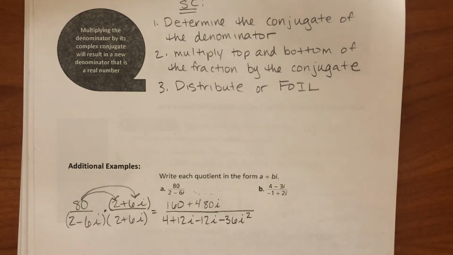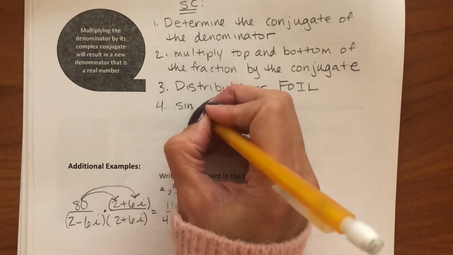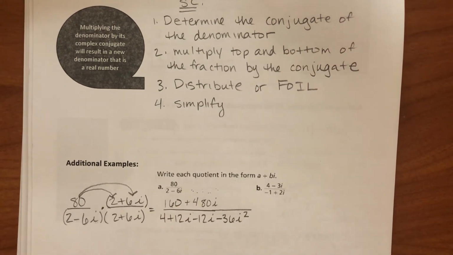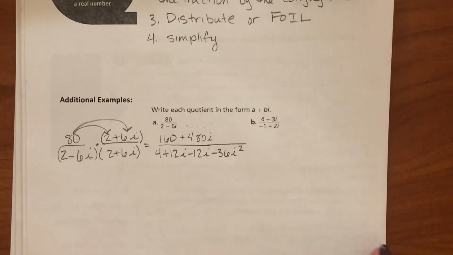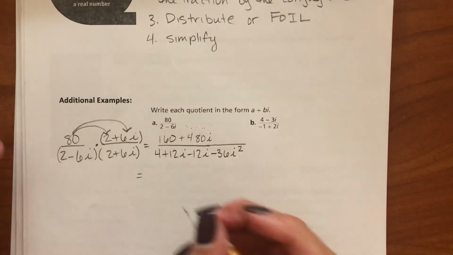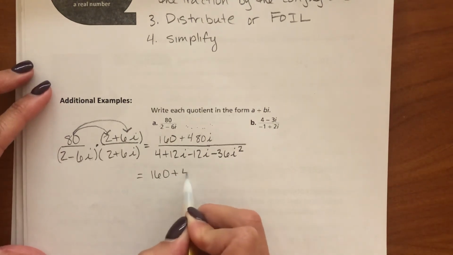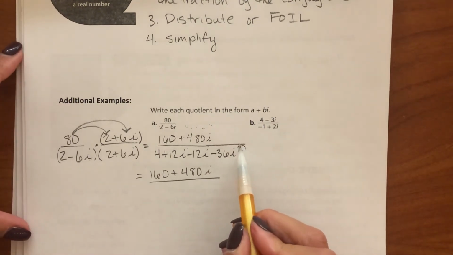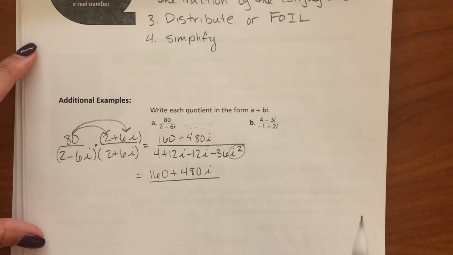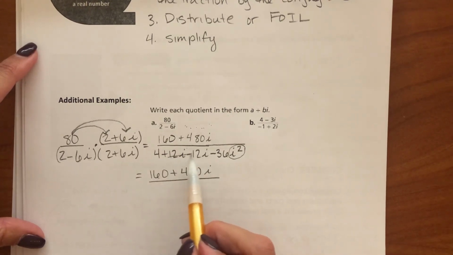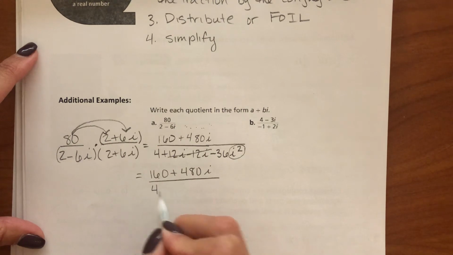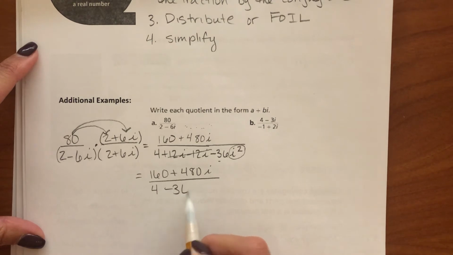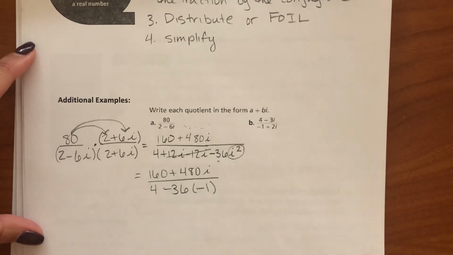All right, now I'm ready to simplify. So the top, you can't simplify any further. That's good to go. But on the bottom, I'm going to change this i squared to a negative 1. And then I see that 12i minus 12i, those cancel each other out. So I have 4, this is minus 36. And replace that i squared with negative 1.